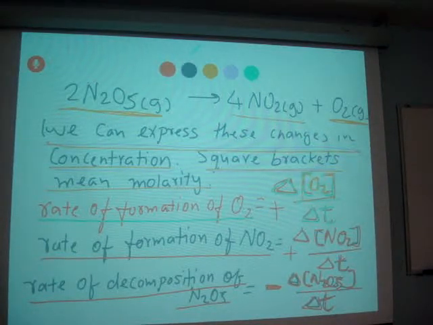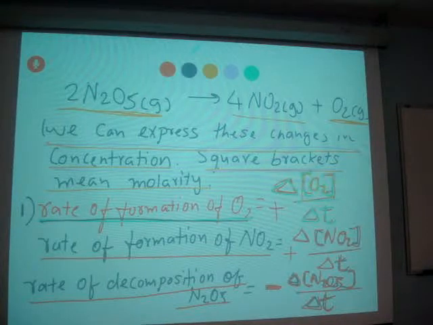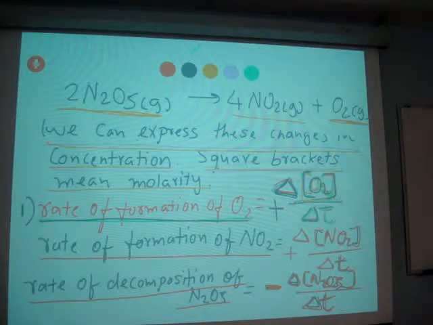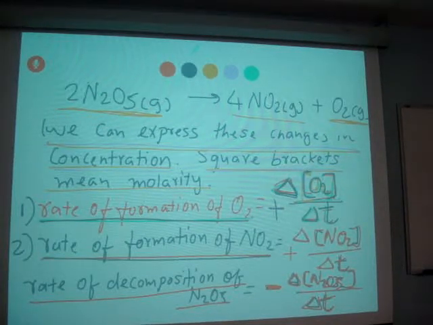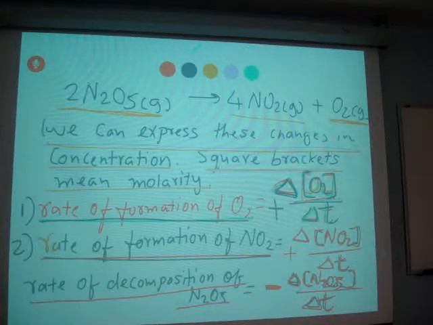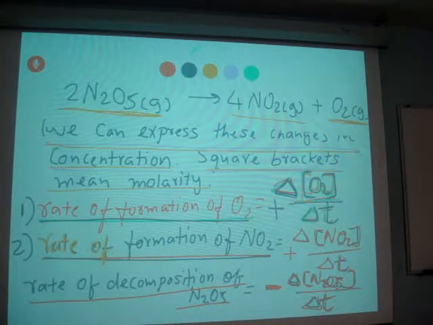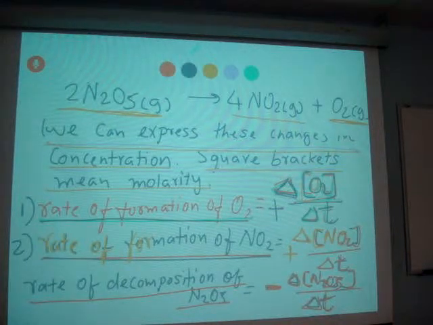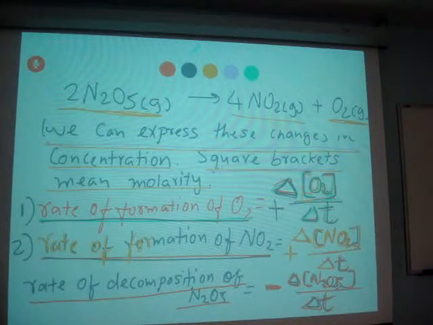So when you calculate rate of formation of O2, that's going to be positive because it's forming, and this is a delta, meaning change. This bracket is molarity, concentration of O2, divided by delta T, change in time. Same here, rate of formation of NO2. So you see rate of formation, that means it's positive, and delta is the change in concentration of NO2 divided by delta T.